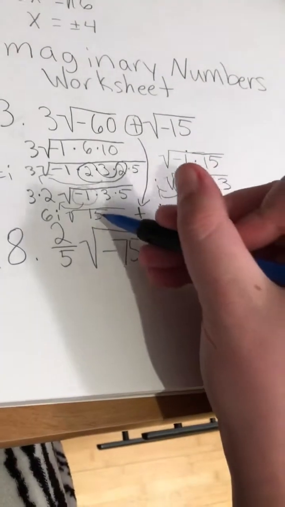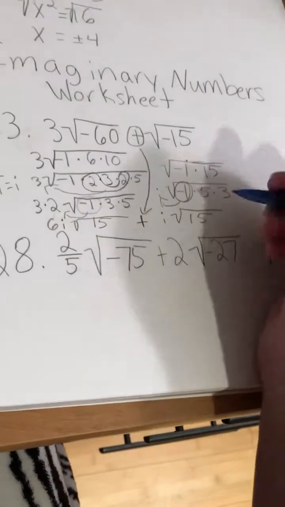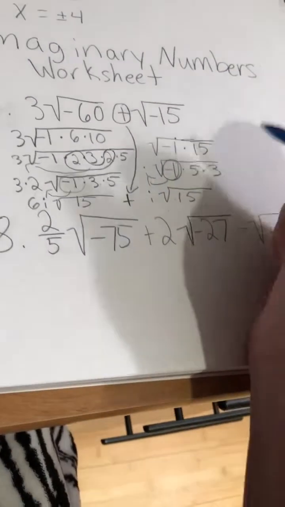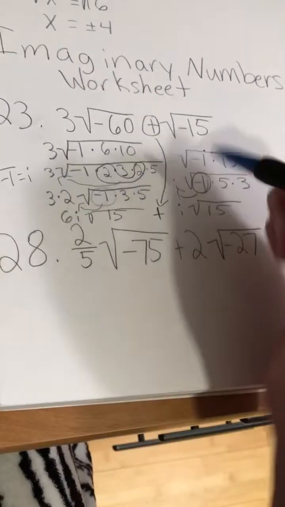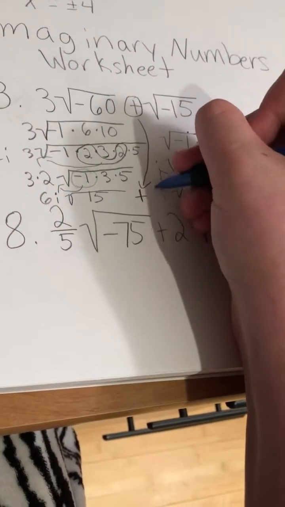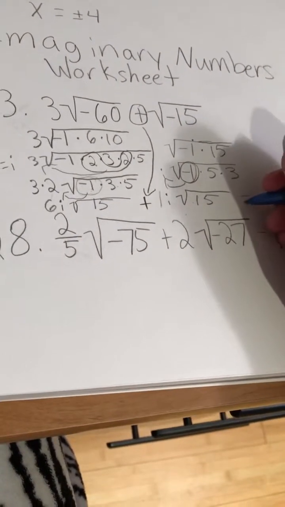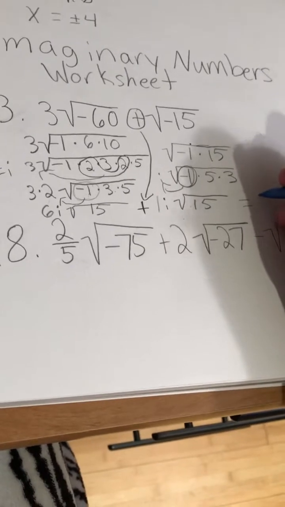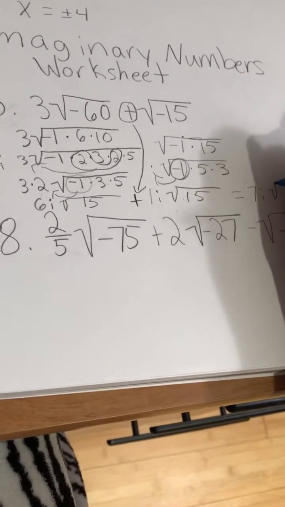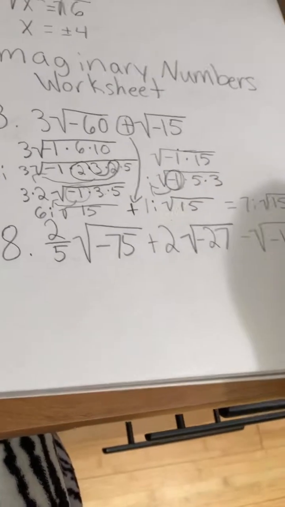Now because the square roots are the same, they're kind of like terms. So this has 6i on the outside. This one has 1i on the outside. So I'm going to add them to give me 7i times the square root of 15.